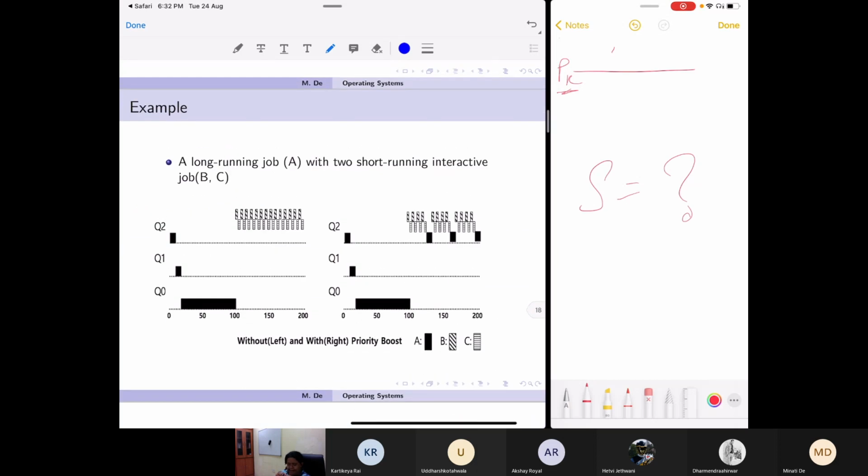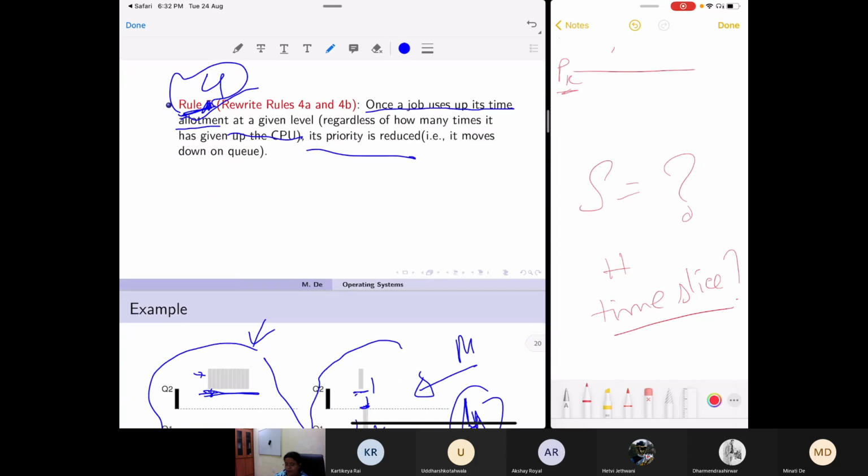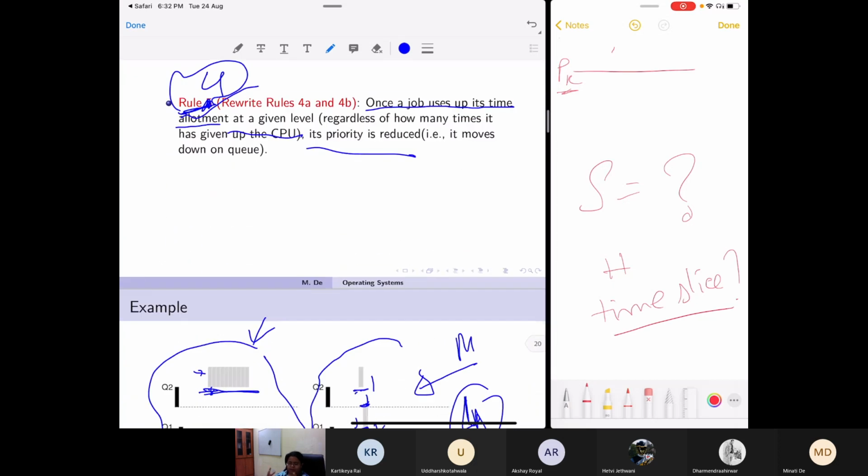Another question is, for each priority level in the queue, there is a time slice. What should be the time slice for each level? These are design questions. If you already know what kind of system and environment there is, and what the workload of your system is, then it is easier to decide what the time slice for each priority level should be and what the size of S would be.